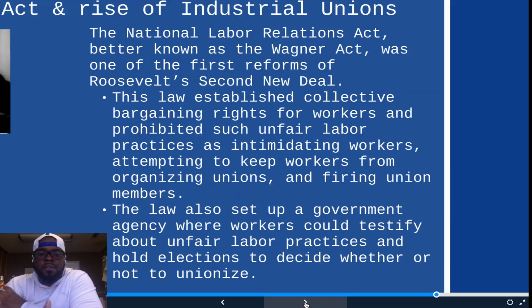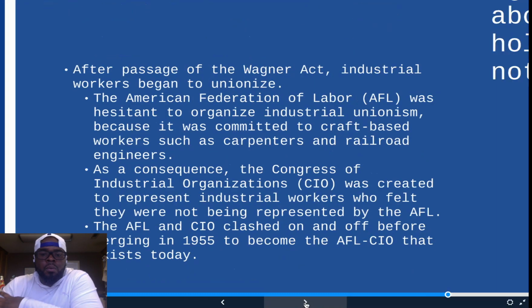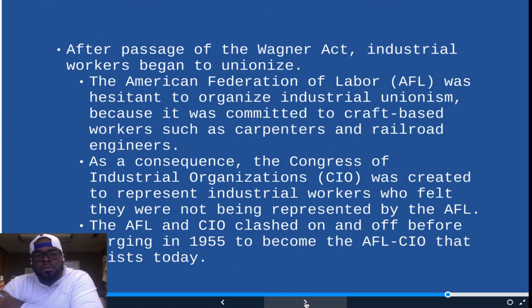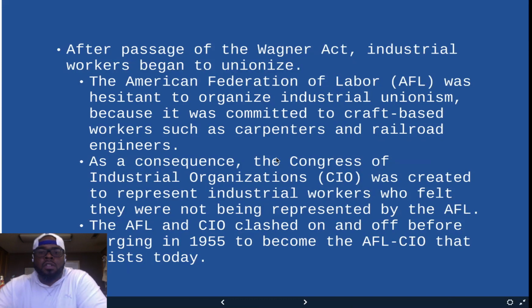The law also set up the government agency where workers could testify about unfair labor practices and hold elections to decide whether or not they want to become unions. There were some issues with it though, because the AFL was very hesitant to organize industrial unionism because they were very much committed to the railroad and craft-based workers. So then, as a consequence, the Congress of Industrial Organizations, which is known as the CIO, was created to represent those workers that were industrial. And then later in 1955, the AFL and CIO, who still exist today, kind of merged together. So now we have unions to protect both those that were in craft-based work, such as carpenters, also railroad, and also those people that were in industrial work.